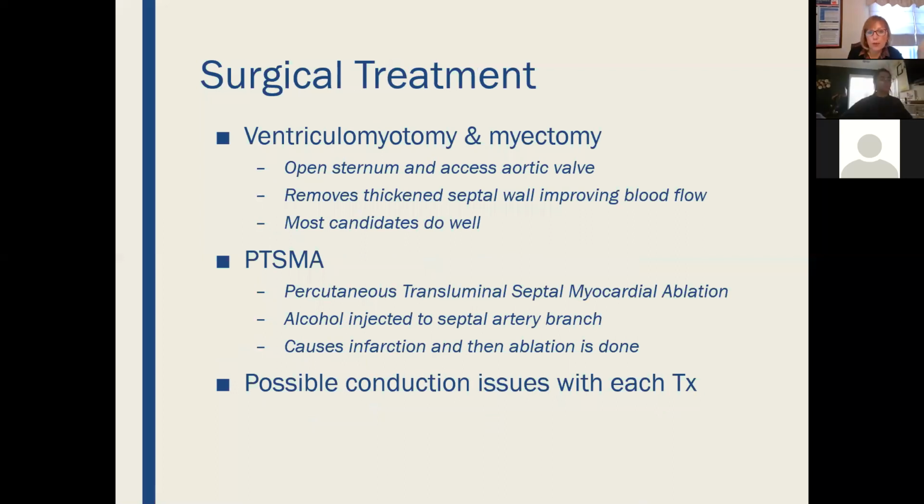So here's a word about these surgeries before we look at them. This ventricular myotomy, what we're talking about is going into the sternum, accessing the aortic valve. Let's get rid of that thickened septal wall. Nice theory. The idea of doing it and having someone survive it seems pretty daunting, but it works. And then we can do this percutaneous one, and I think it's probably easier to see in pictures, but you can imagine the conduction issues we have with both of them.